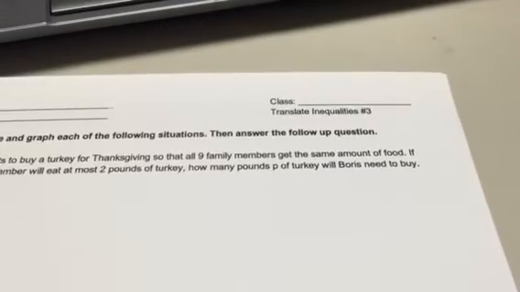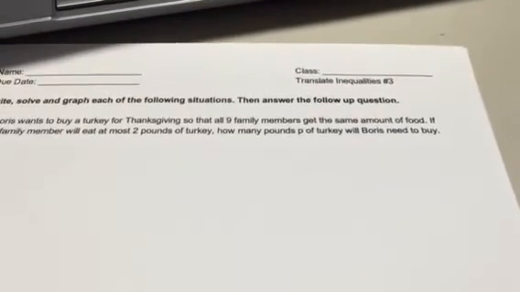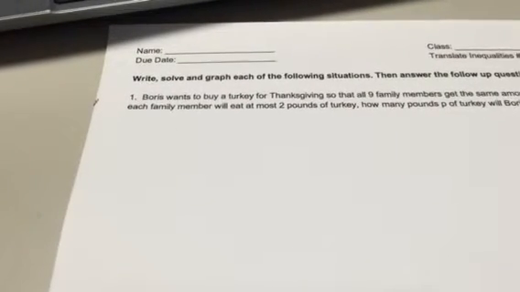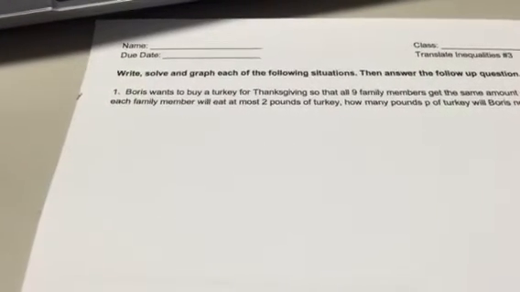Okay, this is the Translating Inequalities number 3 homework. Most of you started it in class. We're supposed to write, solve, and graph each of the inequalities.